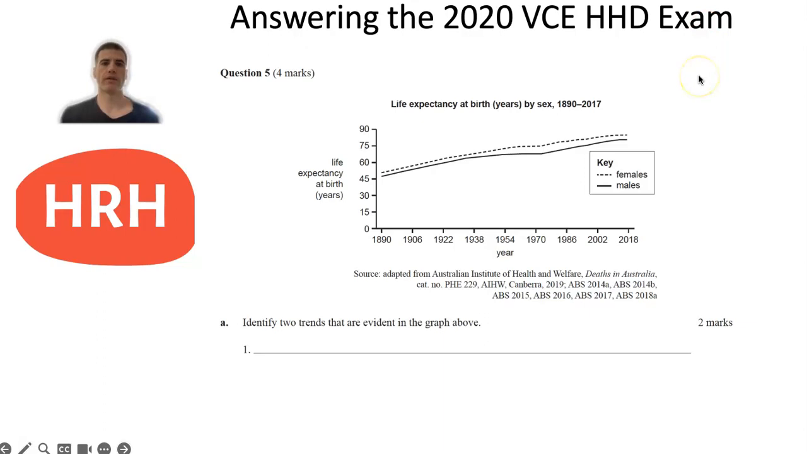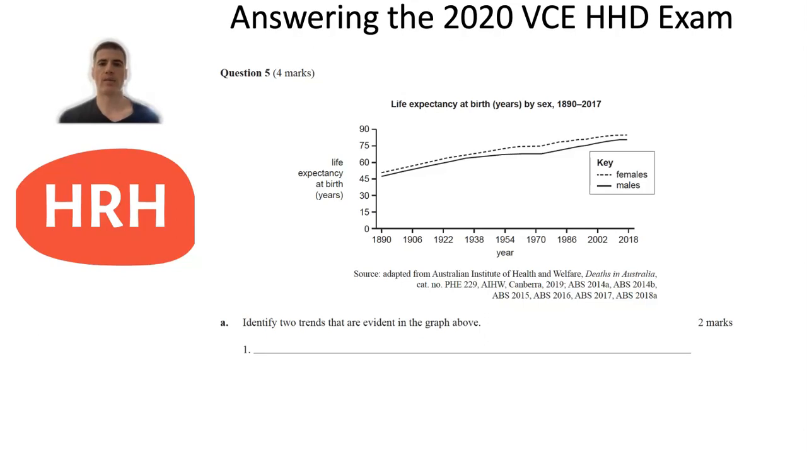You can see here question 5 in the 2020 exam was worth 4 marks, and it started with a graph looking at life expectancy at birth. There was a key for females and males, so females was dotted and males was a solid line. On the y-axis was life expectancy at birth in years, and on the x-axis was the year. Part A, for 2 marks, was asking you to identify 2 trends that were evident in the graph. You had to make sure that your trends were different enough so that you could achieve 2 marks.